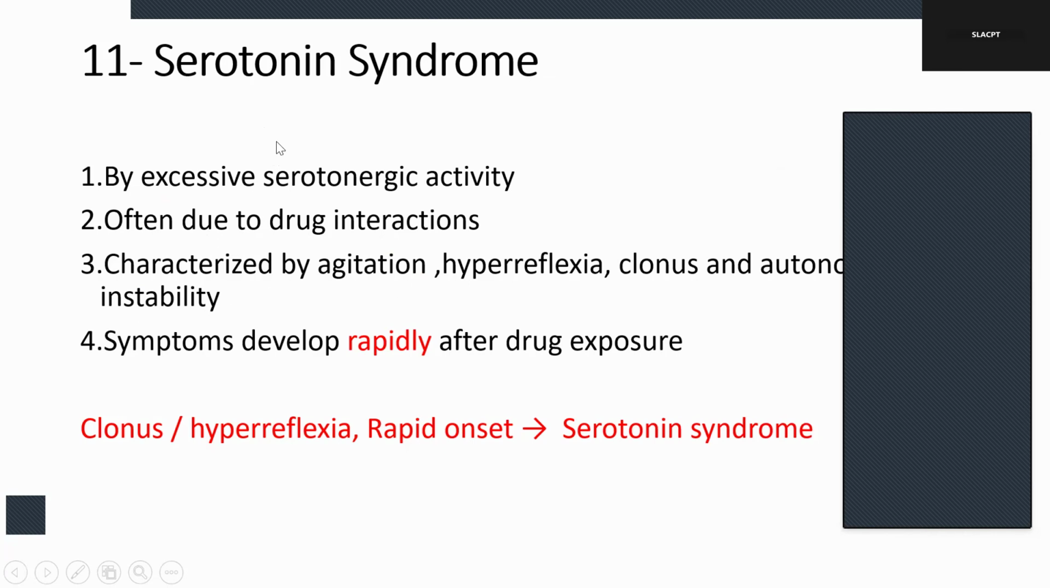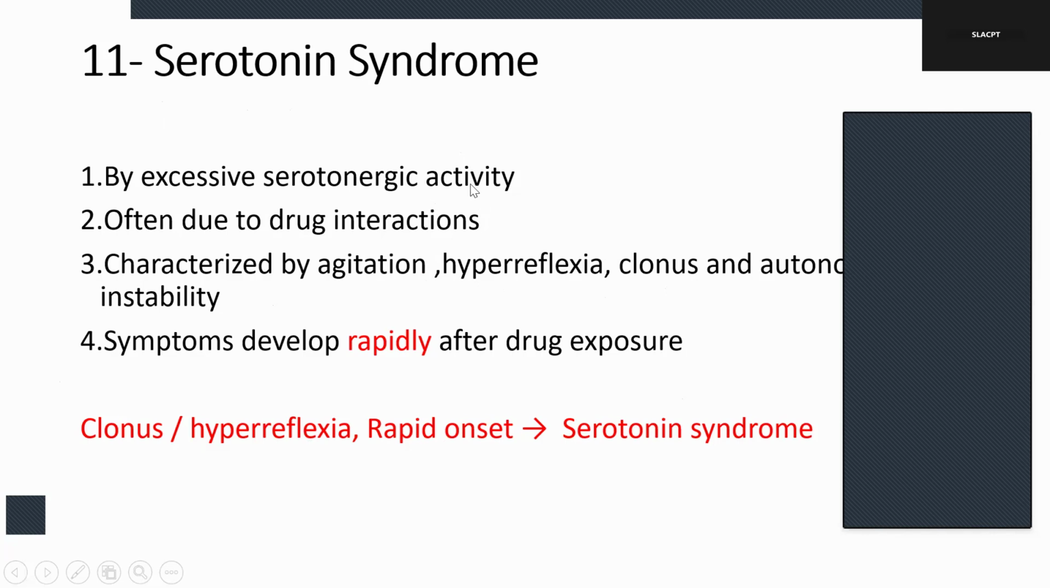This syndrome is characterized by agitation and hyperreflexia. This is the hallmark. Hyperreflexia, especially in the lower limb. And if hyperreflexia is there, clonus may be positive, along with autonomic instability. So here the most significant thing about serotonin syndrome is that the physical signs and clinical features develop very rapidly after drug exposure, maybe within hours.